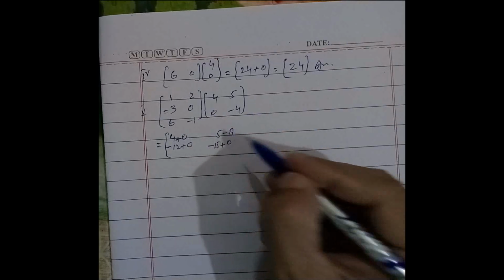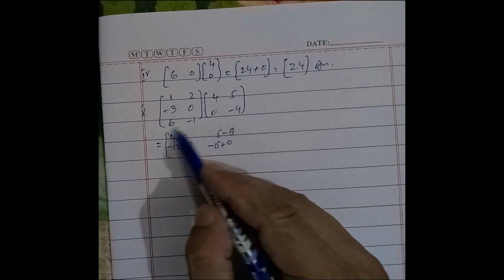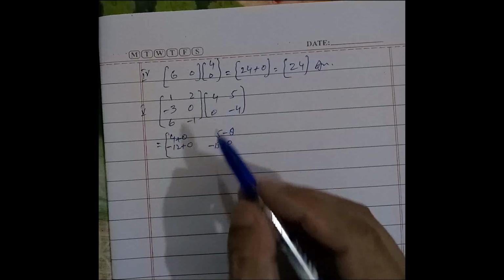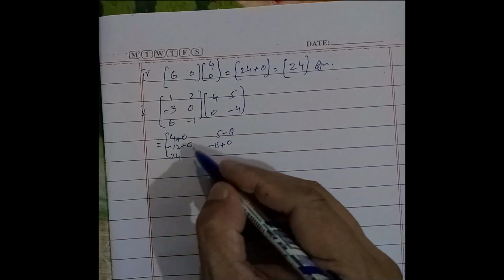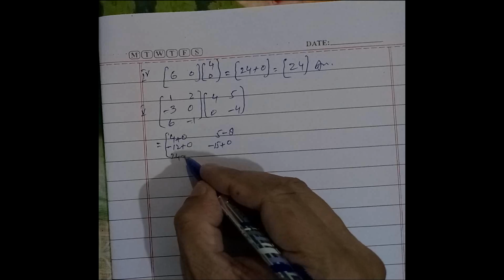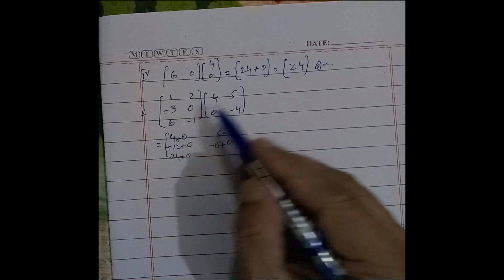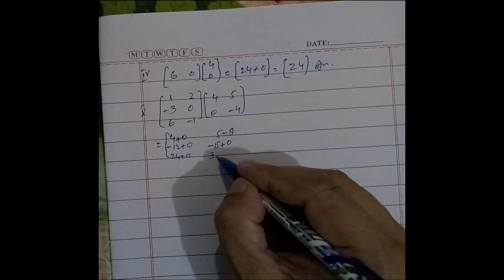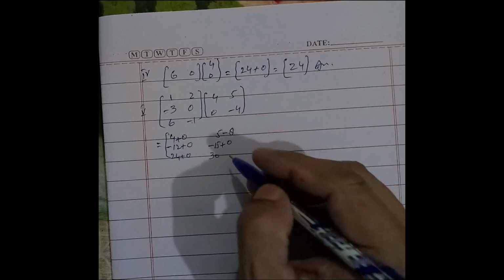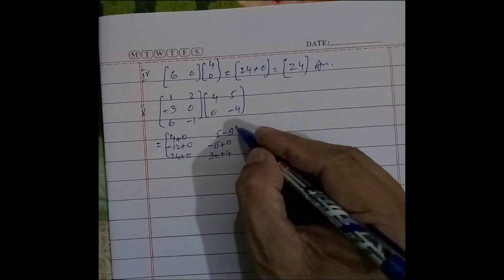Second row with second column, minus 3 multiplied by 5 is equal to minus 15, 0 multiplied by minus 4 is equal to 0. And the third row with the first column is 6 multiplied by 4 is 24, minus 1 multiplied by 0 is equal to 0. 6 multiplied by 5 is equal to 30, minus 1 multiplied by minus 4 is equal to plus 4.